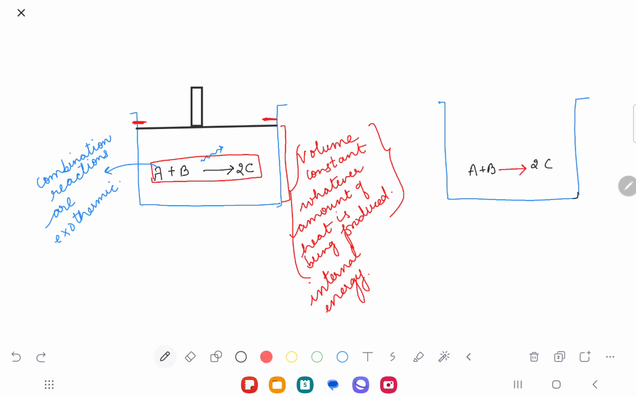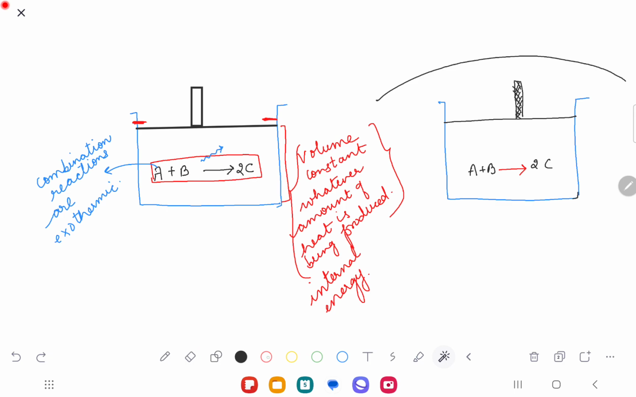Just tell me. When we have A plus B gives me 2C, what do you think would happen? That amount of heat that is being released under the atmospheric pressure. So there is no pressure constraint. So the heat would be evolved out, and the gases, if they want to expand, they will expand. And even if I'm closing it with a piston, wherever the piston wants to move, it can move. I hope you're understanding.